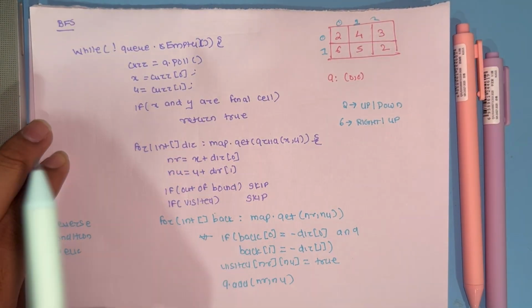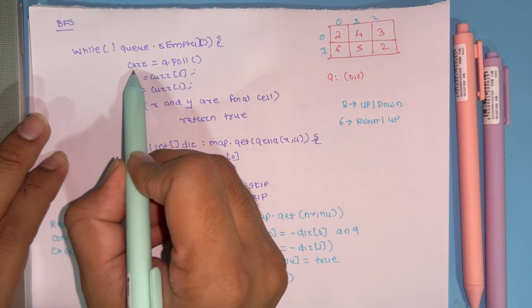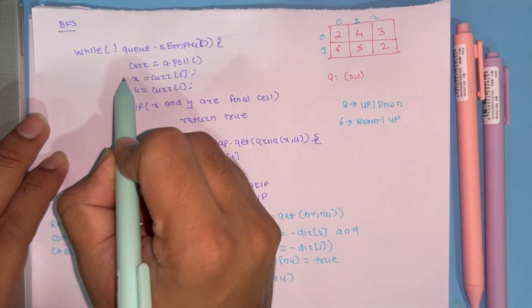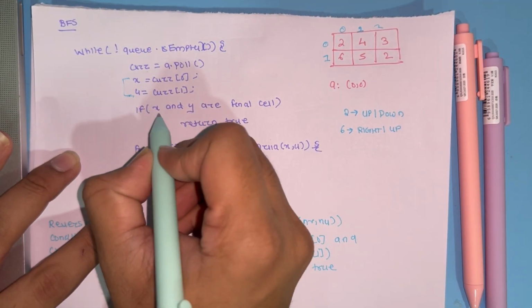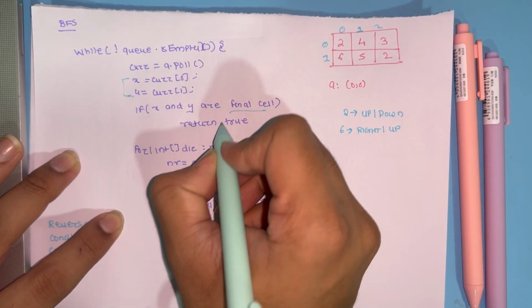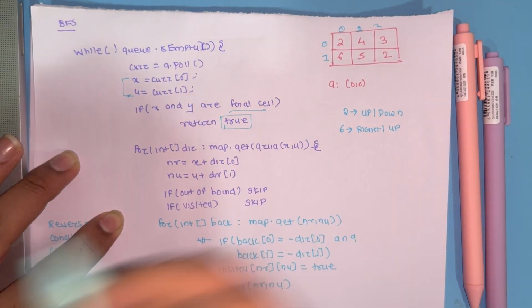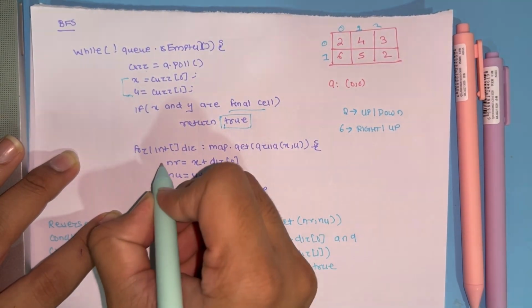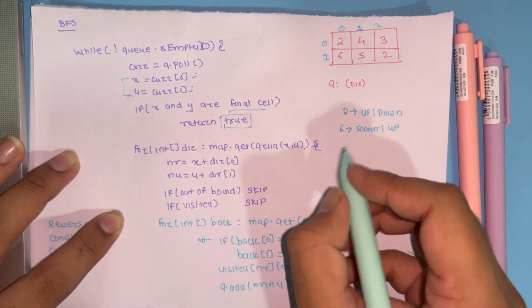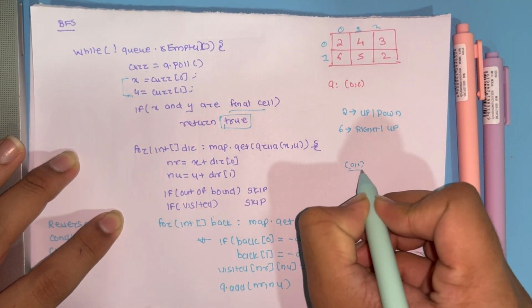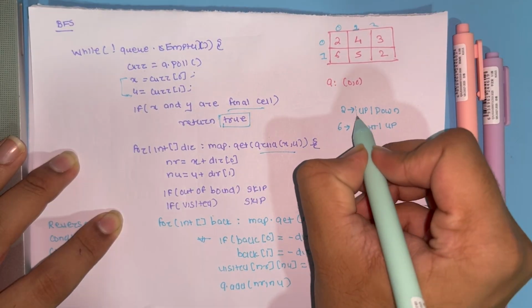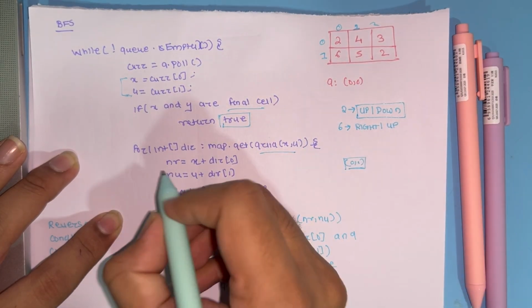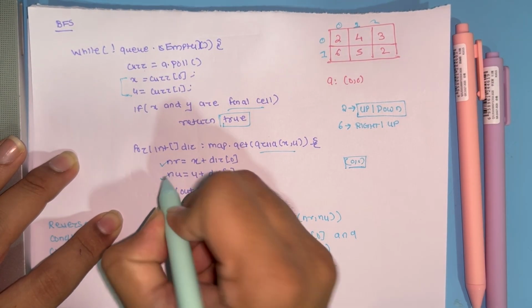Okay, so let's go to the BFS code. So we will have the basic BFS setup here. We'll just poll the current cell, take the x and y, and check if the x and y we are obtaining are the final cell. If they are the final cell, just return true. Else what we are doing is we are just iterating the directions. So here we will get 0 comma 0, and the value at 0 comma 0 is 2. So what we are doing is we are just iterating the up and down here. So this will give us new x and new y.